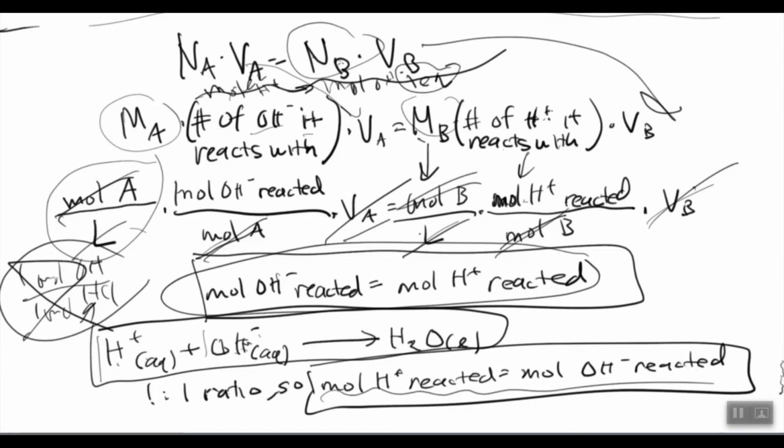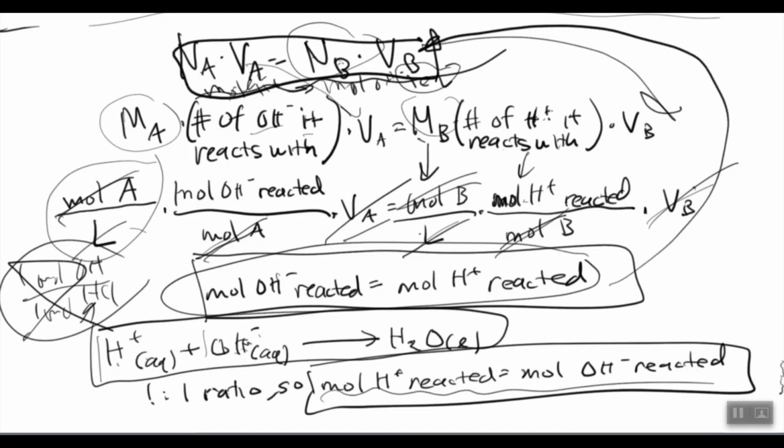So that is an explanation of why this formula at the beginning works. It's simply because the moles of OH minus reacted is equal to the moles of H plus reacted.